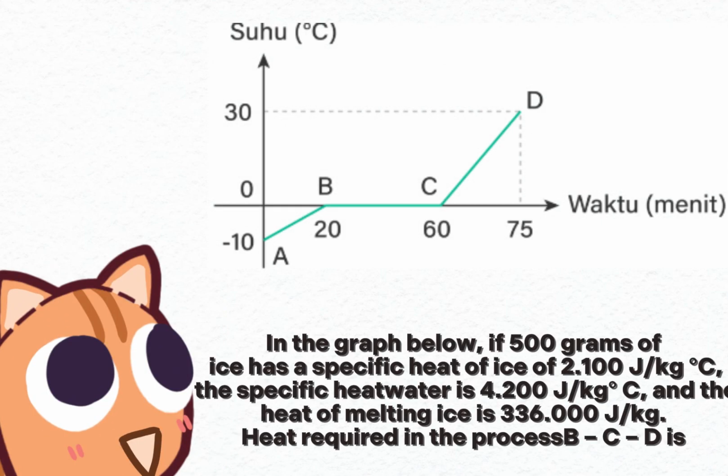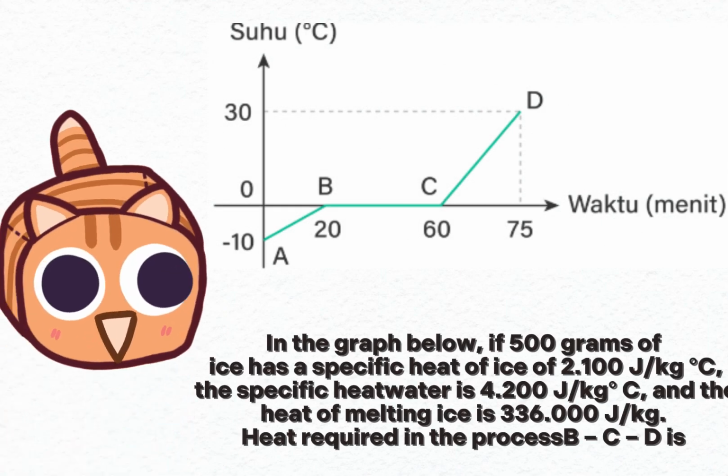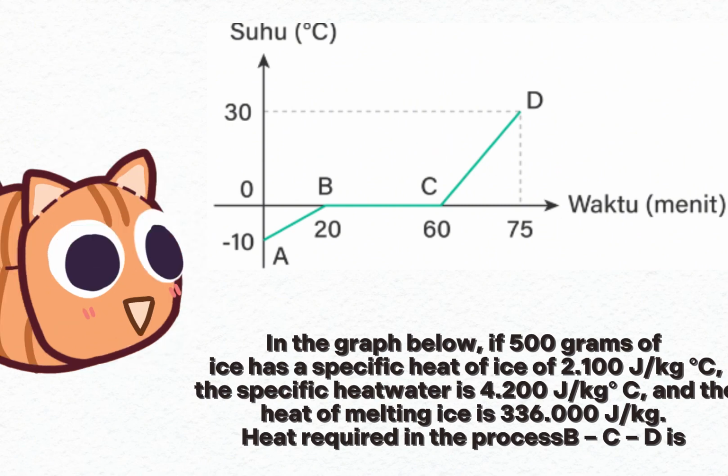Now we can figure out the calculations. Say this question. Here we are asked to find the heat needed to go from point B to C to D. And in the graph, it is shown that B to C is when it's melting to water, and C to D is shown when the water turns to steam.